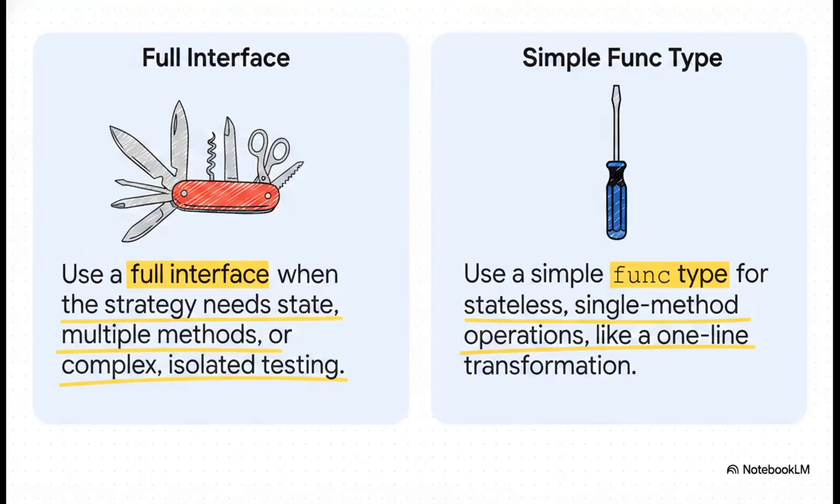So in Go, you don't always need to go for the full heavyweight interface. For simpler cases, a function type is often way more idiomatic. You should use a simple func type when your strategy is stateless and it's really just a single operation, like a quick one-line string transformation. But you should absolutely reach for the full interface-based strategy pattern when your strategy needs to hold on to some state, like a file path or a database connection, or when you need a group of related behaviors, like compress and decompress. And finally, when the logic is just complex enough that you really need to test it in isolation.